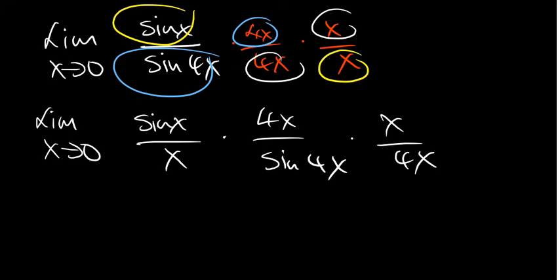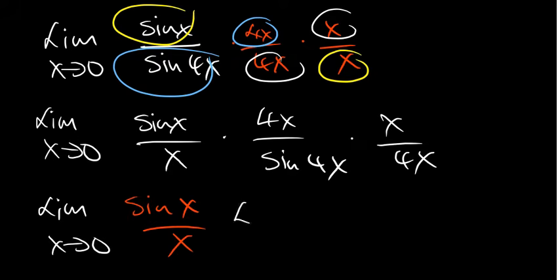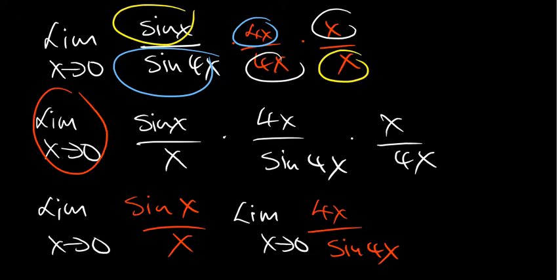So on the next step, let's have the limit as x approaches 0, and then I'll distribute it to sine x over x, and then again the limit as x approaches 0, for this part we can have 4x over sine 4x. I've just distributed the limit to this part and this part. Then the other part, x over 4x, gives us a constant 1 over 4, so it can be pulled out.